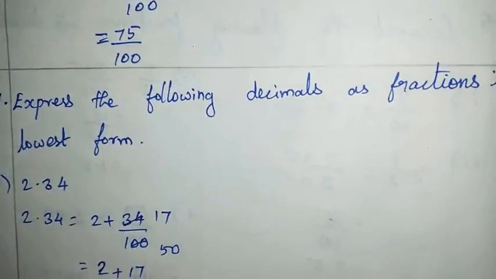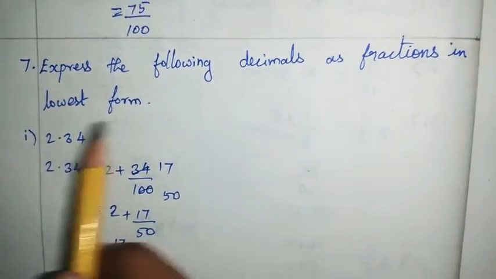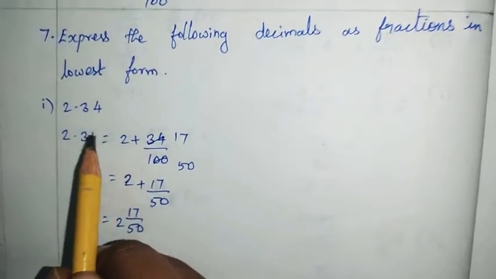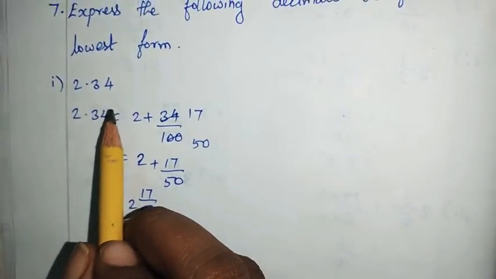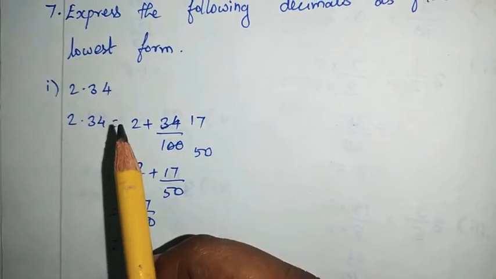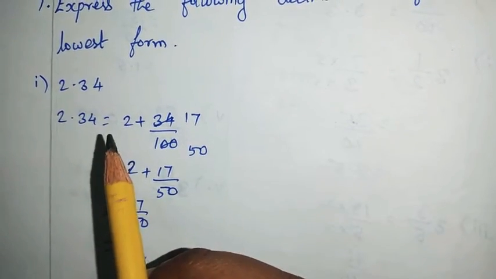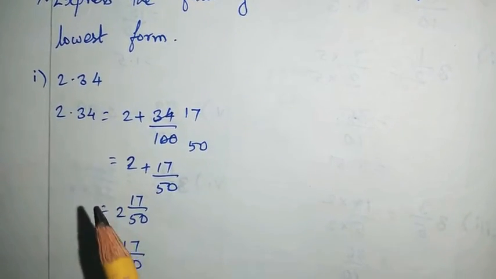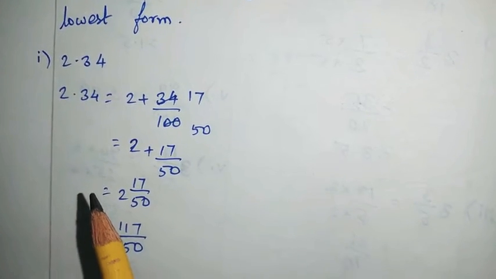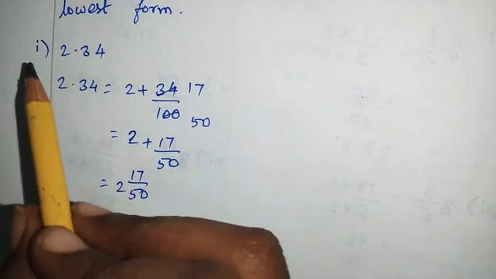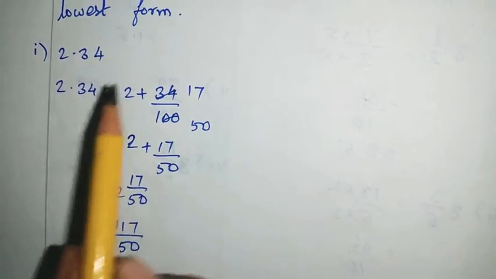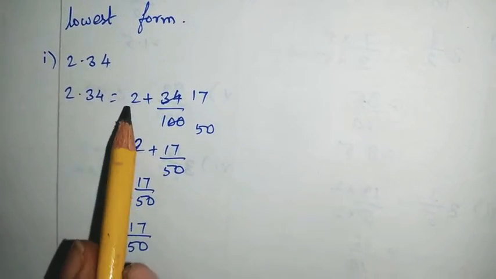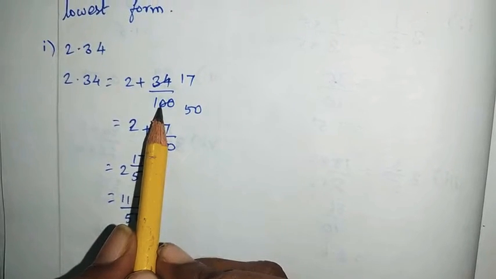Seventh sum, express the following decimals as fractions in lowest form. Here also the decimal number is given. You have to convert this decimal into a fraction in its lowest form. That is, after converting the decimal number into a fraction, you have to divide it by its common factors. First one, 2.34. This 2.34 can be written as 2 plus 34 by 100.